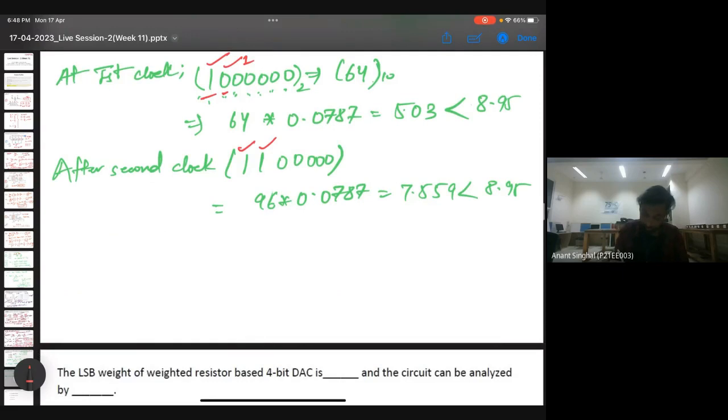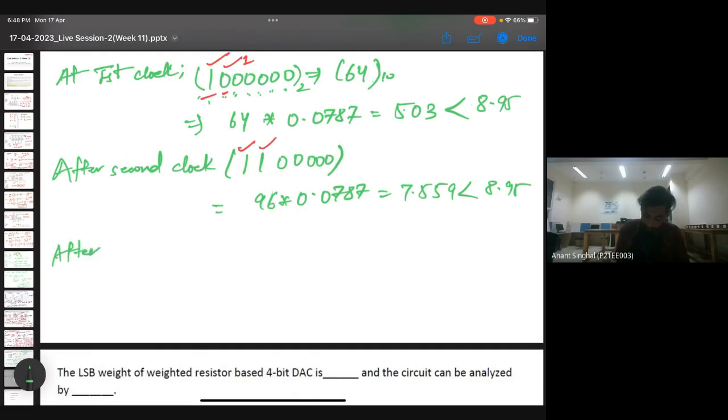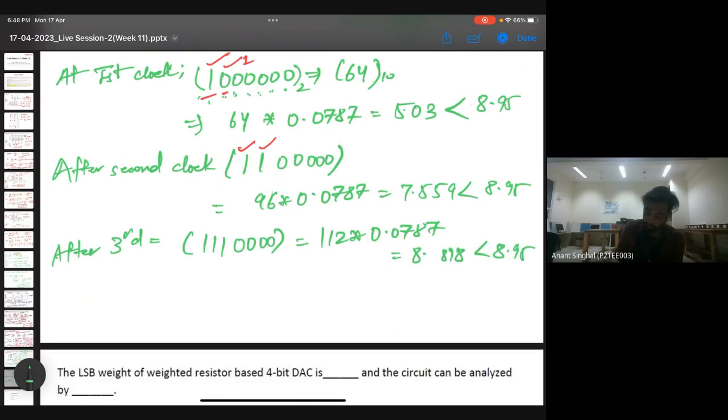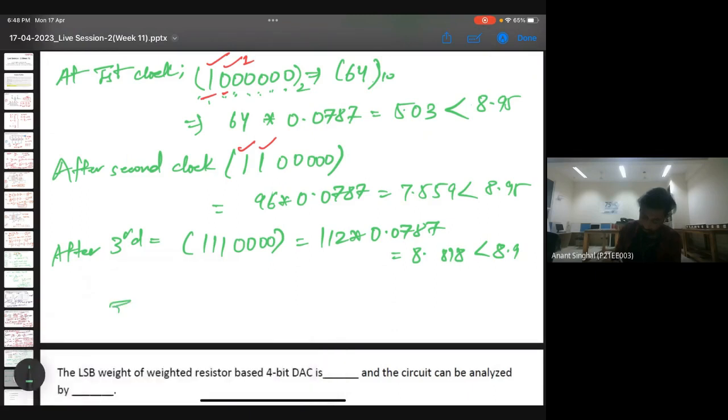So now we'll check for the third clock. After the third clock, we have 1110000. So it will be 96 plus 16, which is 102, then 0.0787. It will be 8.818, which is again less than 8.95. So we'll still keep this bit. So we'll keep these as intact.